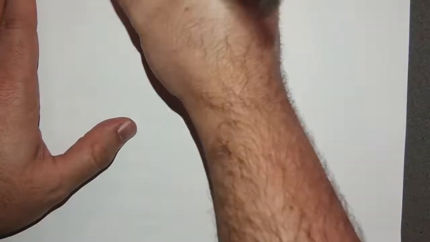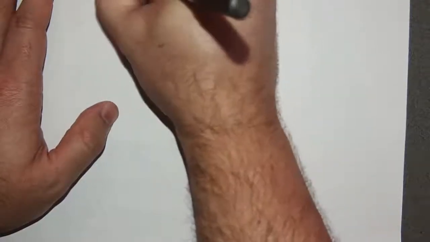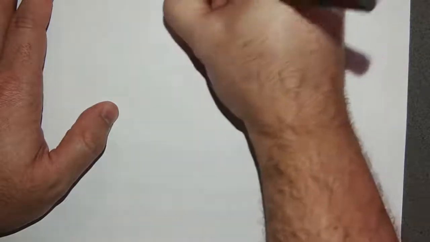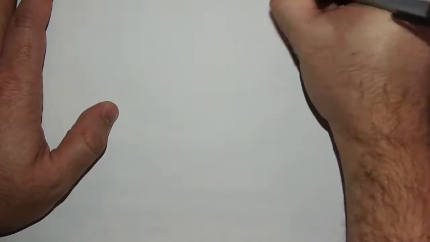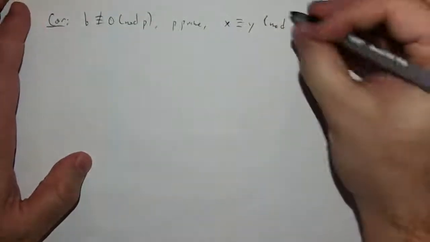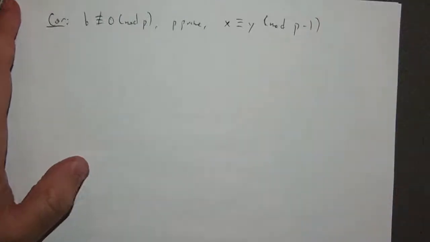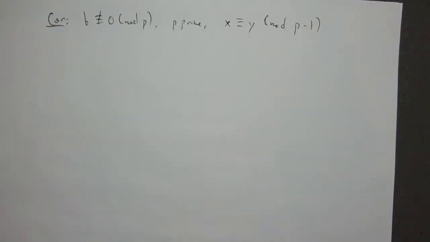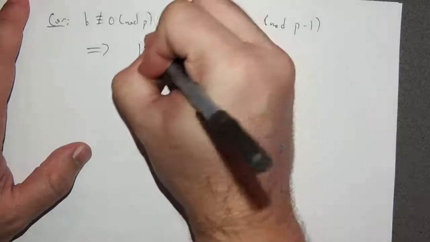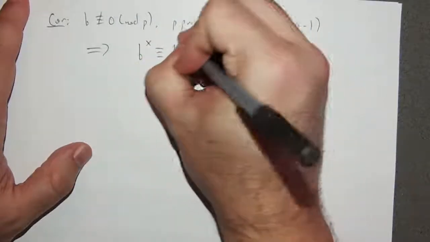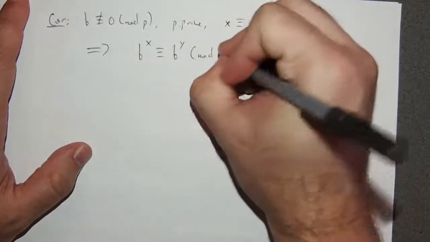So b is not congruent to 0 mod p, p prime, and x is congruent to y mod p minus 1. Then this means that b to the x is congruent to b to the y mod p.